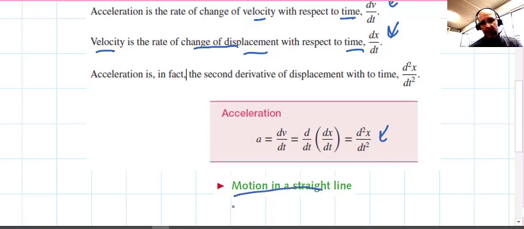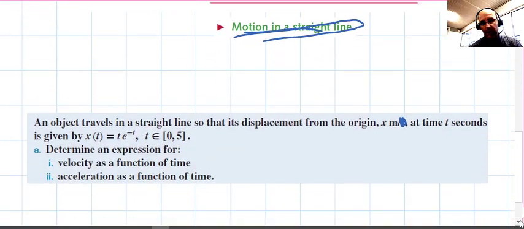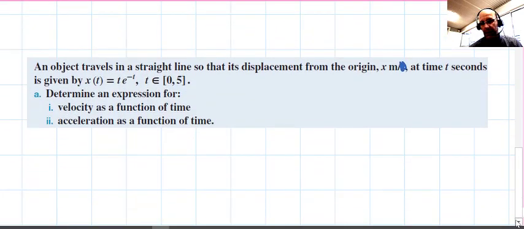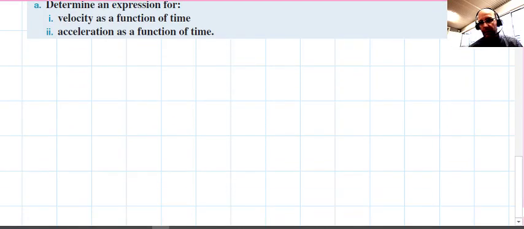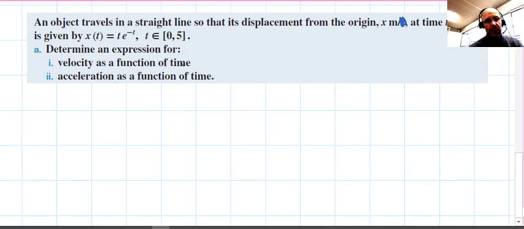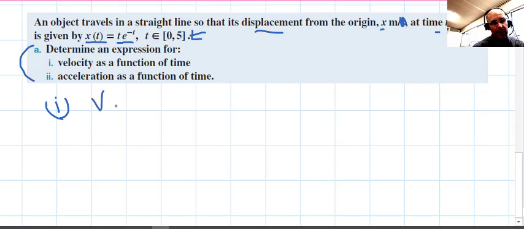And we're looking at motion in a straight line. We're looking at an example here, and then that'll be it for us. So we've got basically an object travels in a straight line. Its displacement from the origin is x meters at time t seconds. It's given by x of t is t times e to the negative t. That's the restricted domain, but that's not important in the questions I've selected. Just selected two here. So the first one asks you for velocity as a function of time.